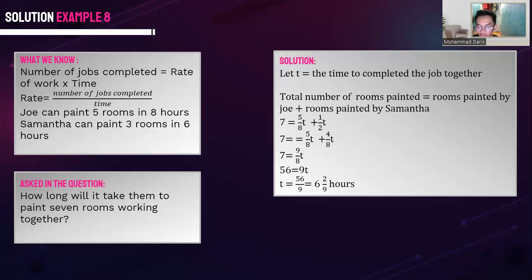56 is equal to 9t, and then t is equal to 6 and 2/9 hour. Okay.